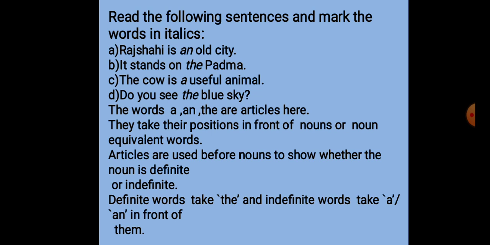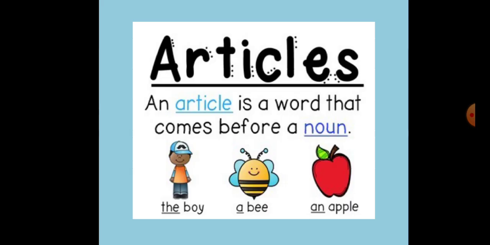They take their positions in front of nouns or noun equivalent words. Articles are used before nouns to show whether the noun is definite or indefinite. Definite words take the and indefinite words take a or an in front of them. So an article is a word that comes before a noun. You know what is noun? A noun is a naming word. It is one kind of part of speech.